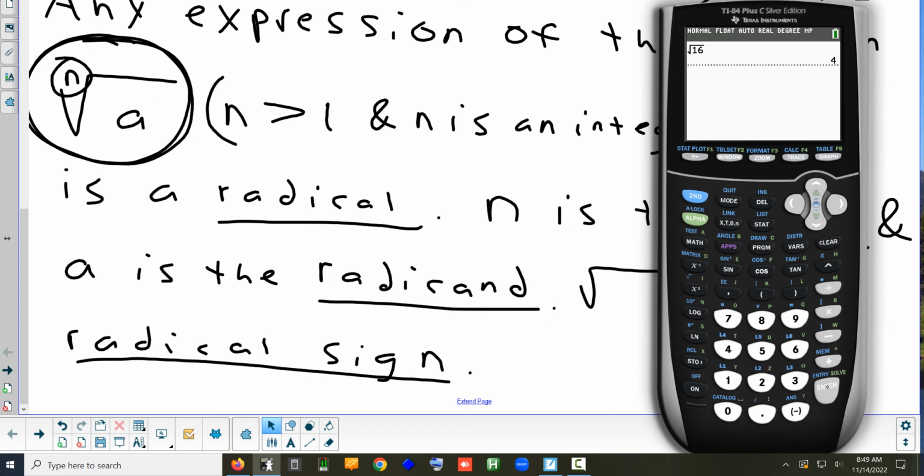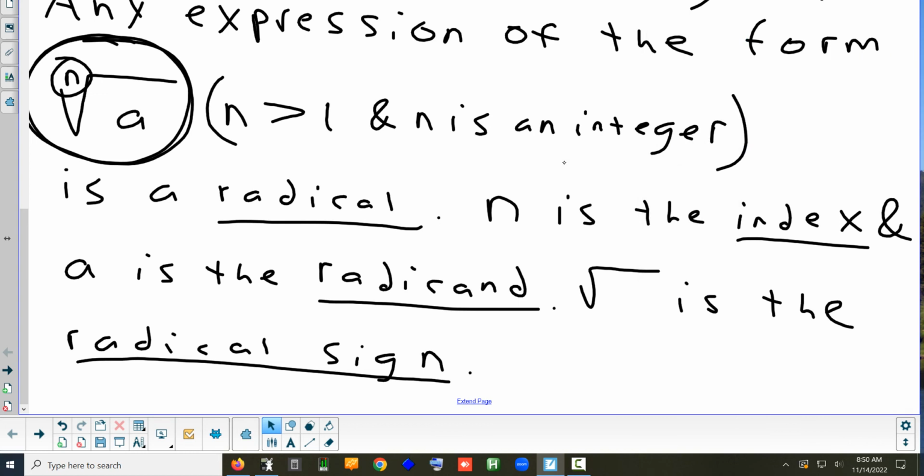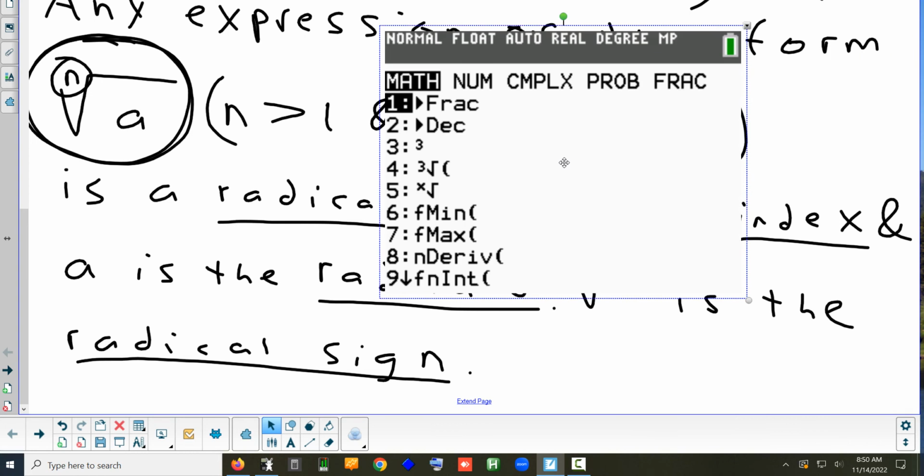Now, if you want to do a cube root or anything higher, this is how you do it. The first thing you have to type in is the index. So we're going to put in a 3. And then we have to go to the math menu. Under the math menu is where you can put in roots other than square roots. So you put in your index, then you press math. When you press math, you're going to get a list of different options.